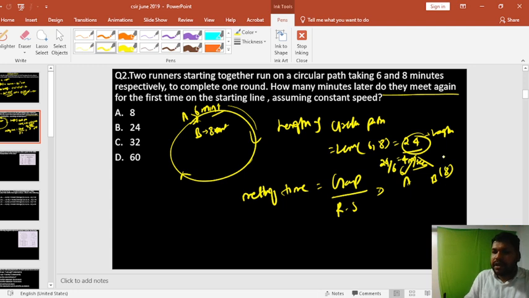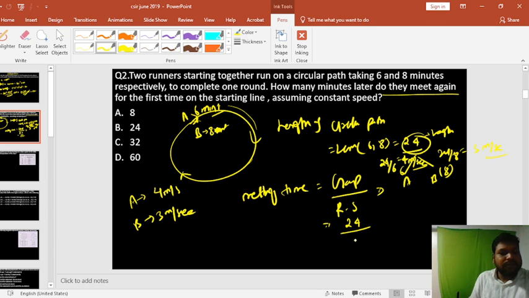And B is taking 8 minutes, which means 24 divided by 8 is 3 meters per second. So A's speed is 4 meters per second and B's speed is 3 meters per second. So it is 24 divided by the relative speed, which would be 4 minus 3. Why? Because they are moving in the same direction, so the relative speed will be x minus y. That is 24 by 1, which is 24 minutes. So that is the answer.